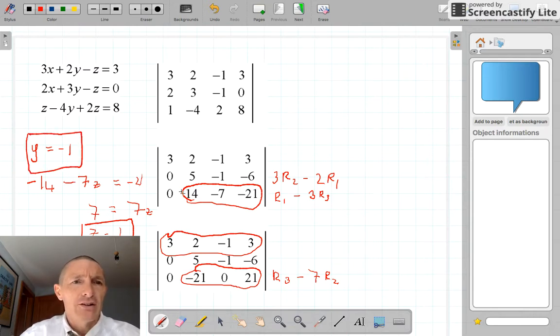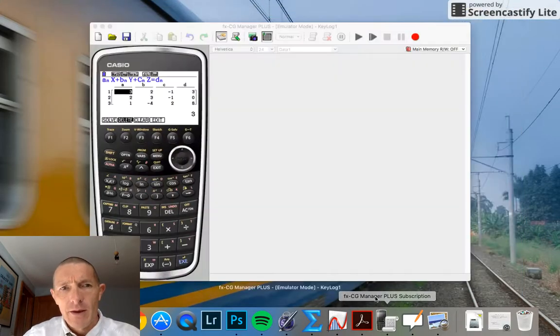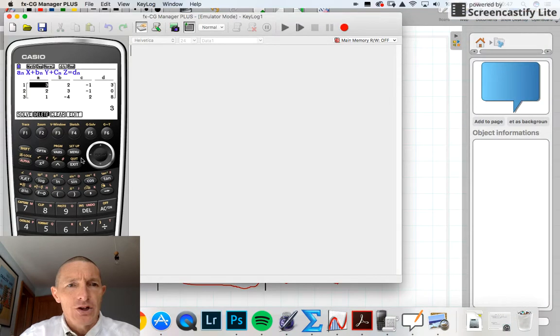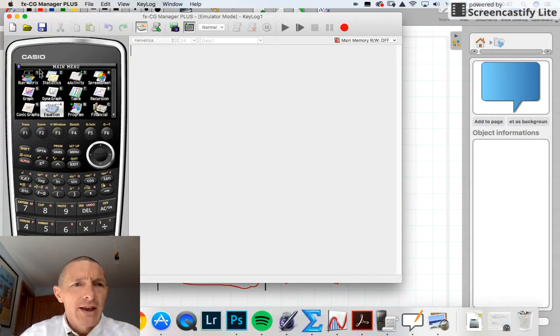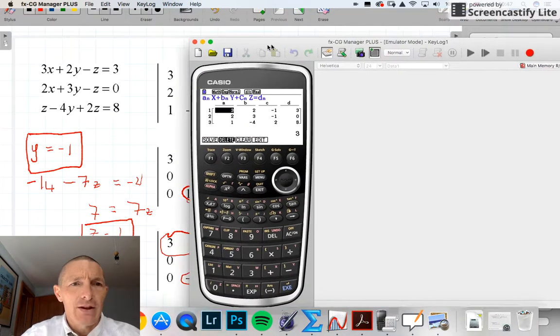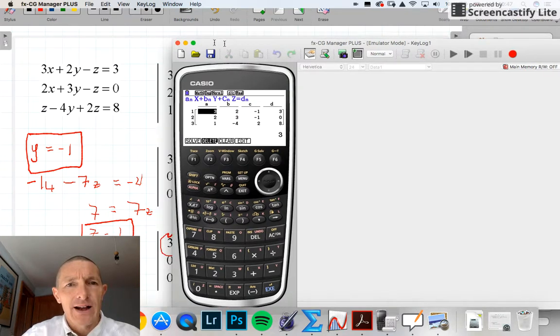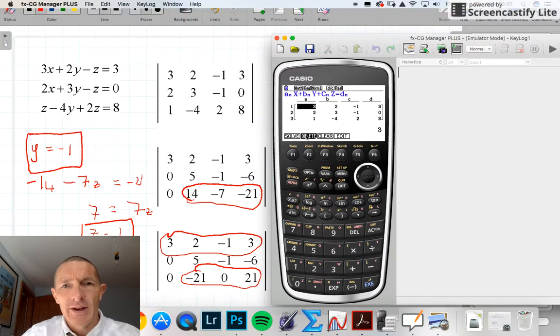And by the way, I can do it on a graphic calculator. So let's just go back. I'm going to show you how I get to this part here. If I'm in my menu, I can go to my equation. I can execute. And I've entered that 3 by 3 matrix in there. Okay, in fact, that's exactly the same as that first one here.